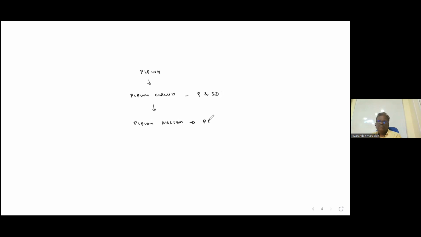Piping system is based on the PFD, process flow diagram. Many systems will make a piping unit, and many units will make a process plant. So this is how it works. From our inspection point of view, these two are important. Others are not part of our inspection. So we will make circuits. Sometimes we will make a system.